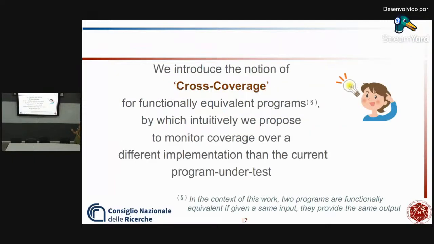So, back to the intuition, with this notion of cross-coverage, we propose that we can use the very useful notion of coverage measure that we saw has several advantages to test programs that are different from the one on which we measured the coverage. And I am going now to show some example of how this idea could be applied in practice. Is all clear so far?